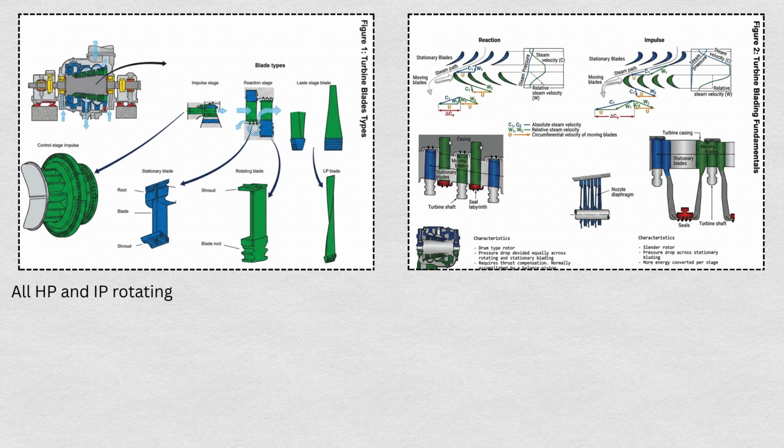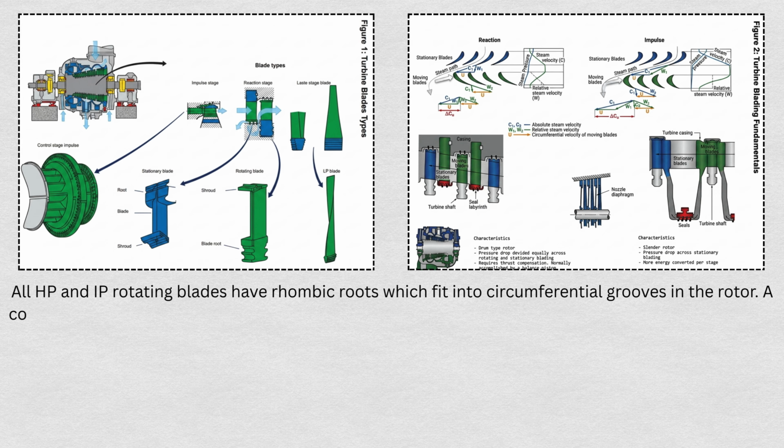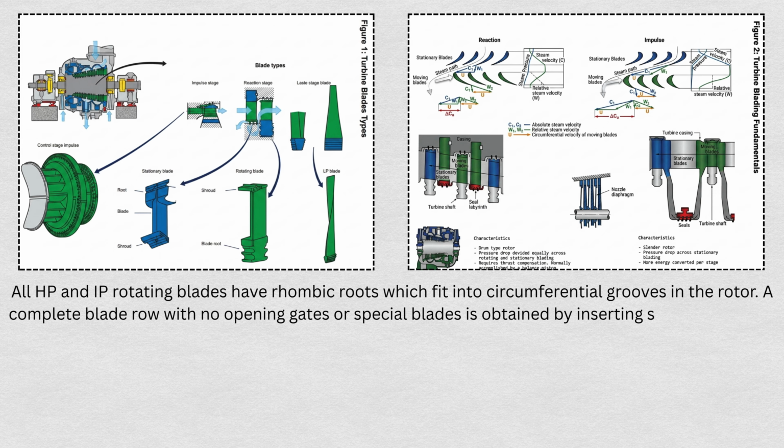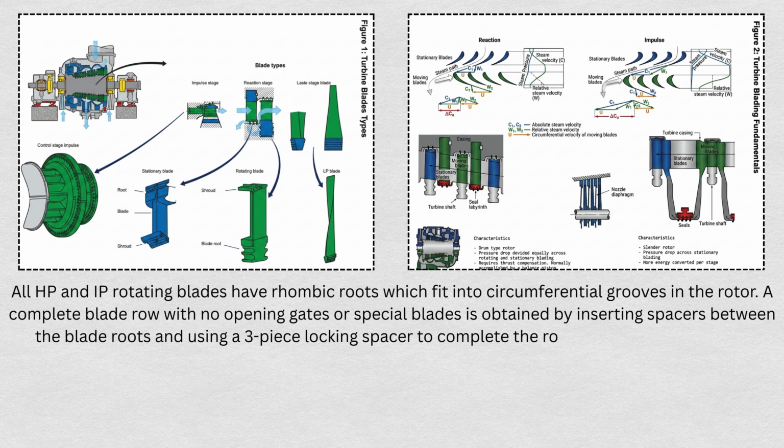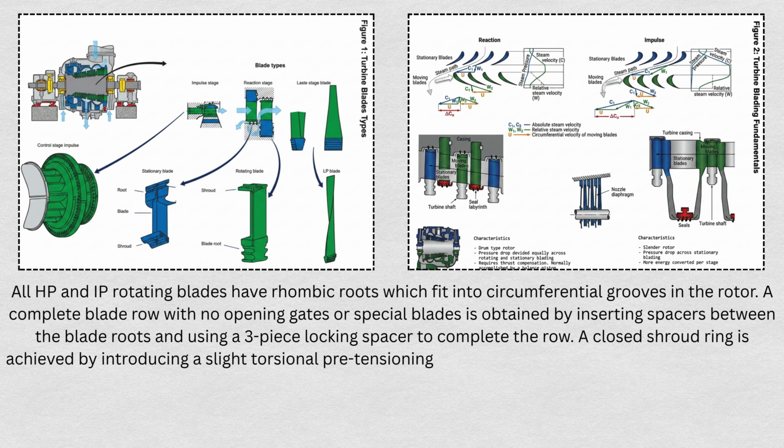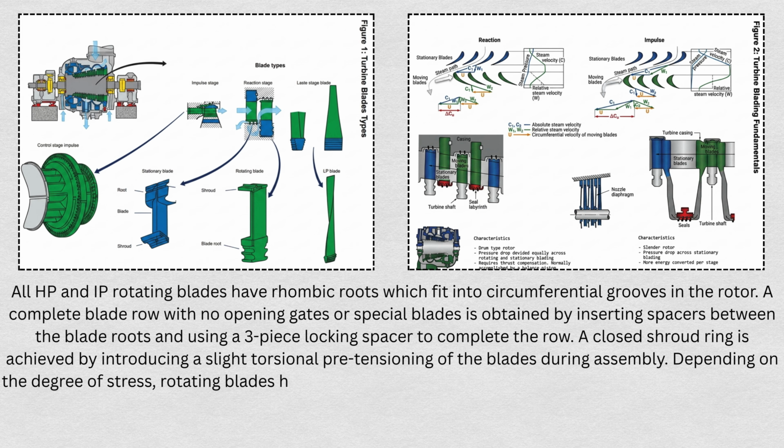All HP and IP rotating blades have rhombic roots which fit into circumferential grooves in the rotor. A complete blade row with no opening gates or special blades is obtained by inserting spacers between the blade roots and using a three-piece locking spacer to complete the row. A closed shroud ring is achieved by introducing a slight torsional pre-tensioning of the blades during assembly.